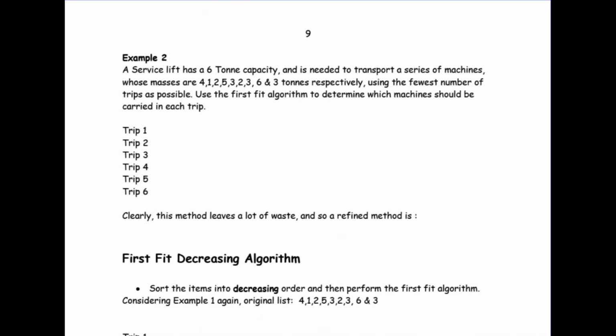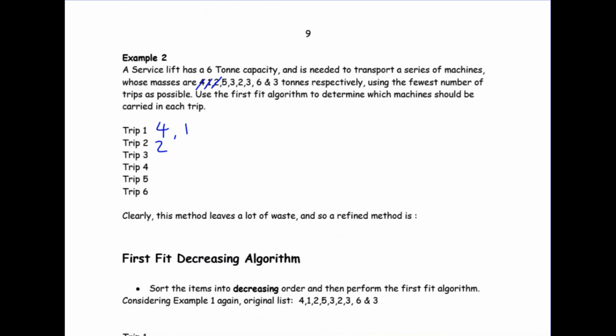So the first mass is 4 tons. We can take this 4-ton machine on the first trip. The second one is 1 ton. We could fit that in the first trip as well. So we fit that in, and now we're doing a trip of 5. So we could fit another 1 in, and that's it. The next one's 2. So it won't fit on the first trip. So now we need to do this 2-ton mass on the second trip.